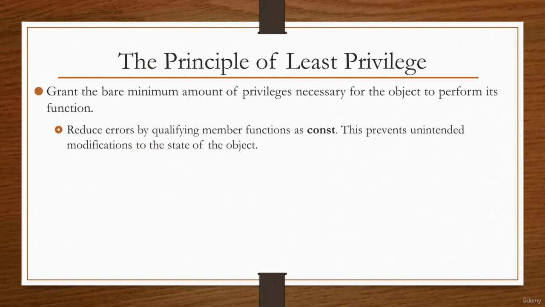We have something called the principle of least privilege, and the goal is to grant the bare minimum amount of privileges necessary for the object to perform its function. And of course, qualifying our member functions as const is one way of reducing privileges or ways for the object to get modified. We can reduce errors by qualifying member functions as const, and that's going to prevent unintended modifications to the state of an object.